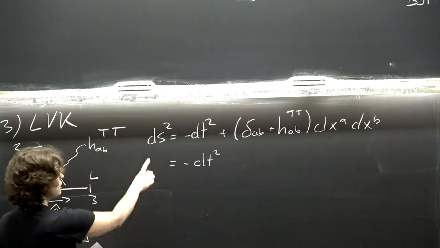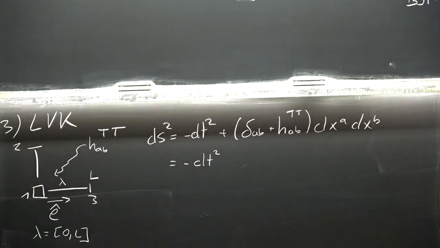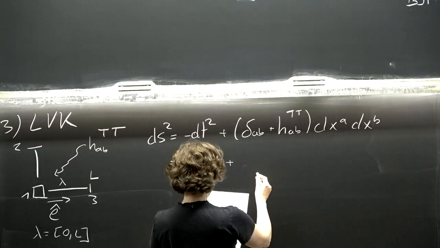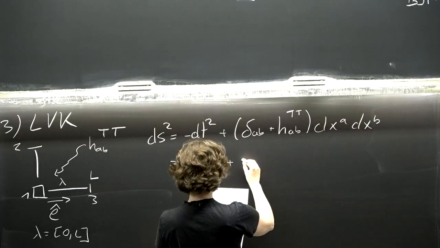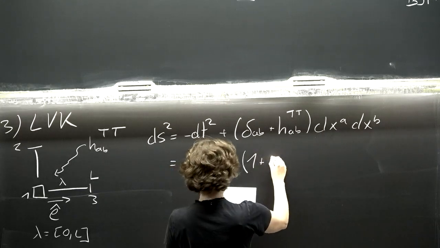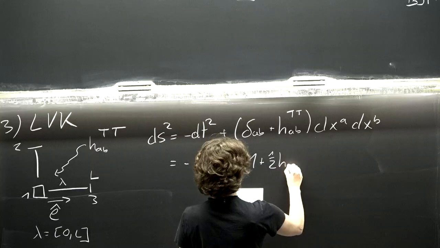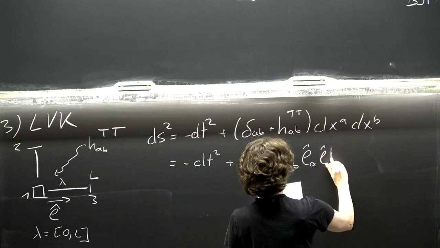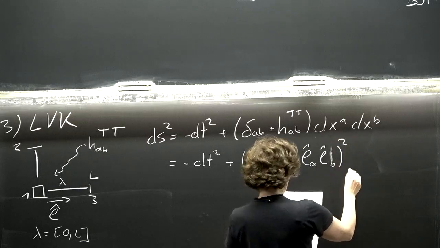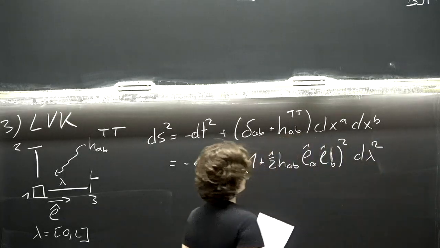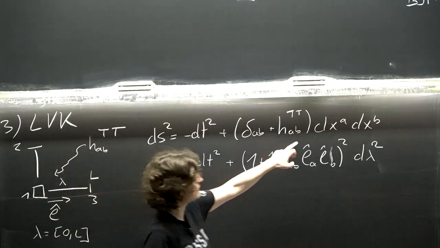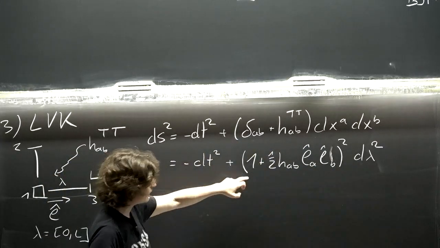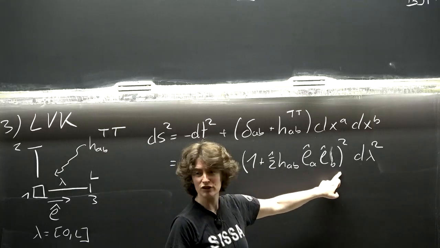And since at the end I'm going to want to be taking the square root of this thing, I'm going to write it in a way that will make it easier to do so. So I'm going to write this here as 1 plus 1/2 H_AB L_A L_B squared d lambda squared. Okay, so what I've done is I've replaced the dx^A with L^A d lambda, contracted this delta, and then I've Taylor expanded the root and taken the square again.